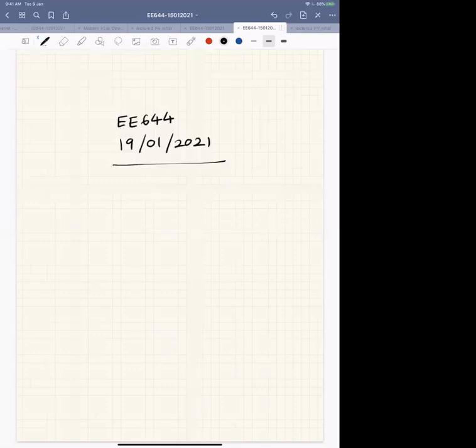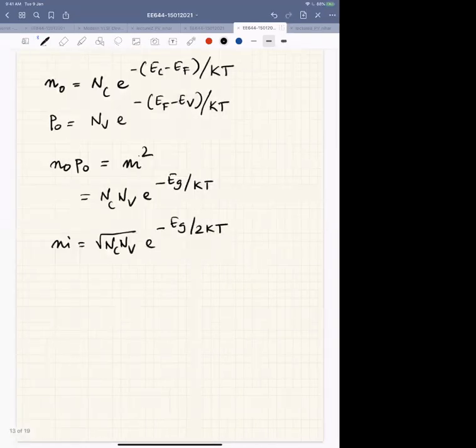In the last class, we derived the expression for electron and hole concentration in the intrinsic semiconductor. Intrinsic semiconductor means a pure semiconductor without any crystal defect, right? Without any defects introduced to the semiconductor. So we derived these expressions, and I'll just go through them quickly.